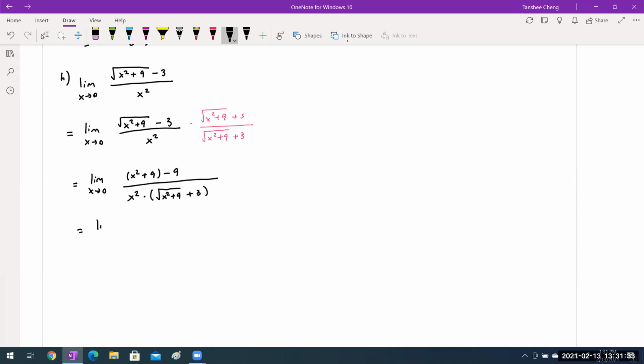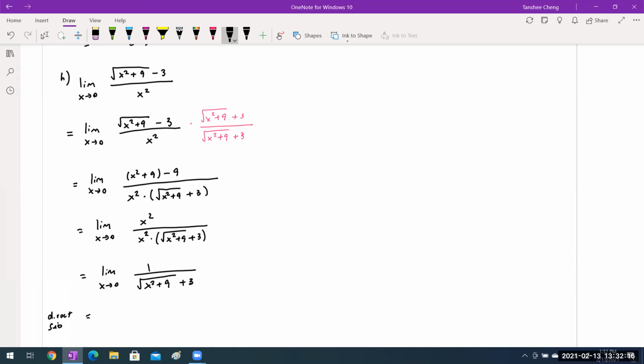So as you can see, once we simplify further, that will become x squared all over x squared times the square root of x squared plus 9 plus 3. And the x squared part, reduce it. So therefore, I will have 1 over the square root of x squared plus 9 plus 3. Now, this is a rational function, and 0 is within the domain of this rational function when we are trying to approach. And this is where direct substitution is applicable.